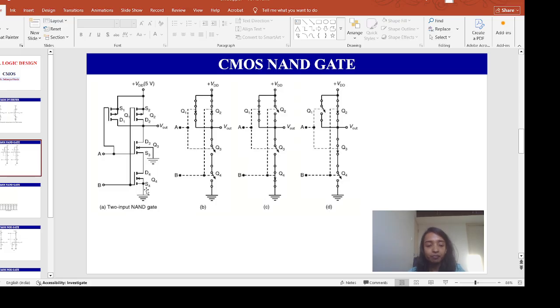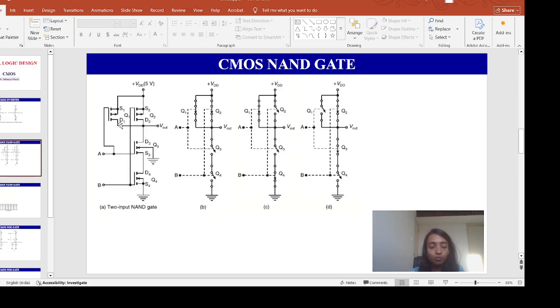Now let's consider when we are applying different input conditions, how my output will change. First, when A is 0 and B is 0, that means when both of my inputs are 0, what will happen at that time?